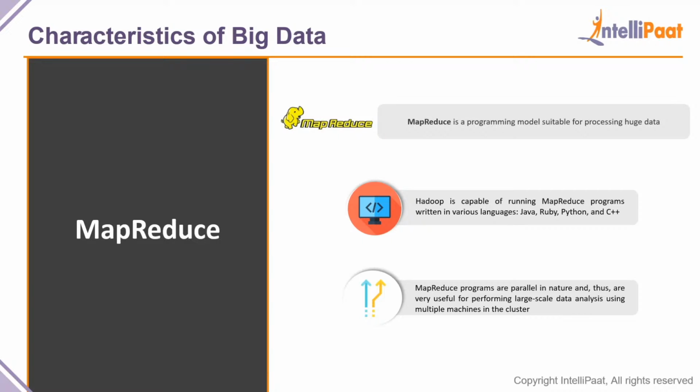So MapReduce is unlike anything you've ever seen if you are not aware of the domain of big data. So basically, Hadoop is capable of running multiple MapReduce programs written in various languages like Java, Ruby, Python, and C++. So you have MapReduce libraries available for these particular languages, and MapReduce programs run in parallel. So they are very useful in performing large-scale data analysis using multiple machines in the cluster.